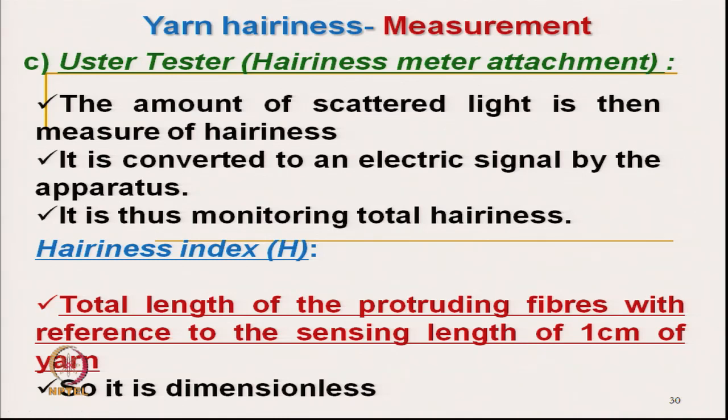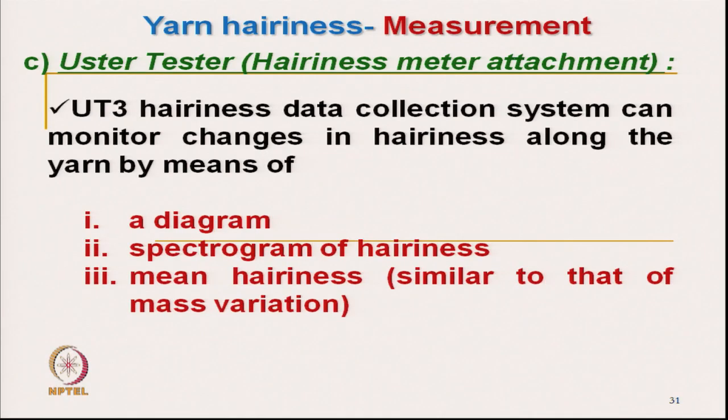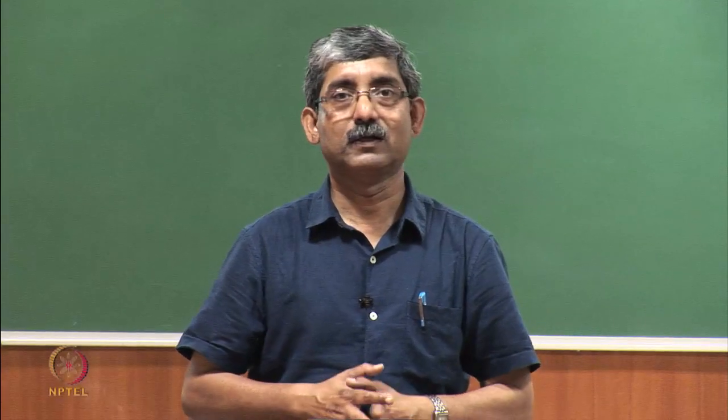It is the total length of hair per unit length of yarn, and it is dimensionless. So we get one index, which is used for comparing the values. These are the different ways of getting data, by way of a spectrogram or something.